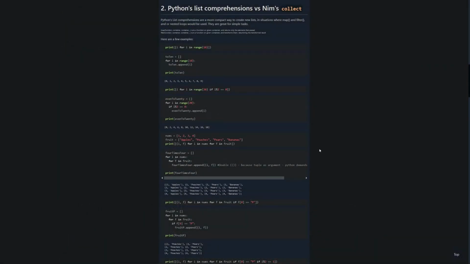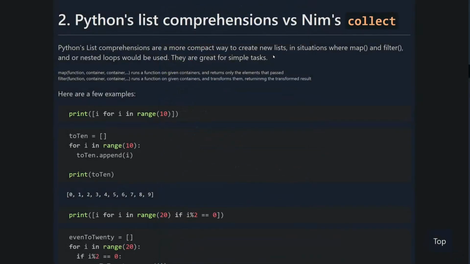Python's list comprehensions versus Nim's collect. Python's list comprehensions are a more compact way to create new lists in situations where map and filter and/or nested loops would be used. They are great for simple tasks. Here are a few examples with a list comprehension and a for loop for each.